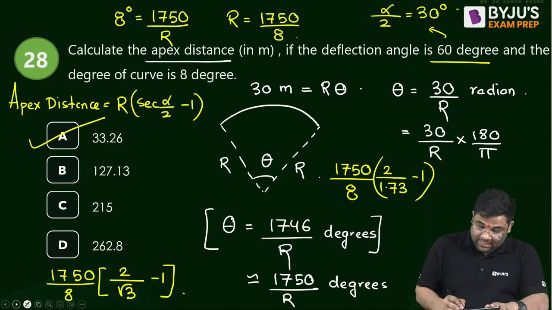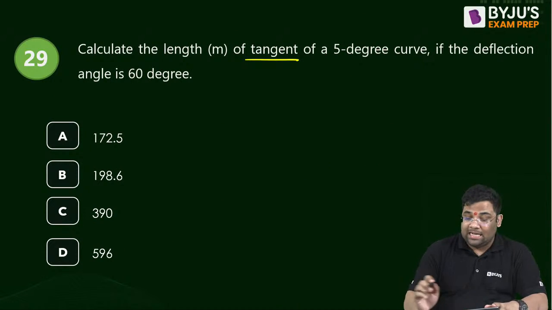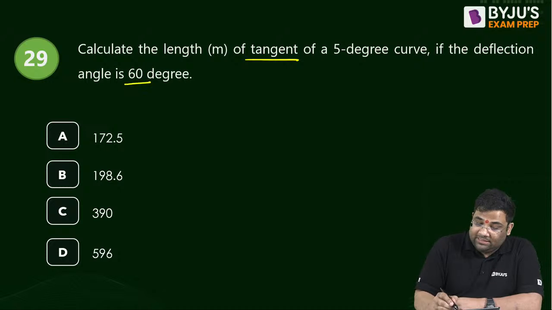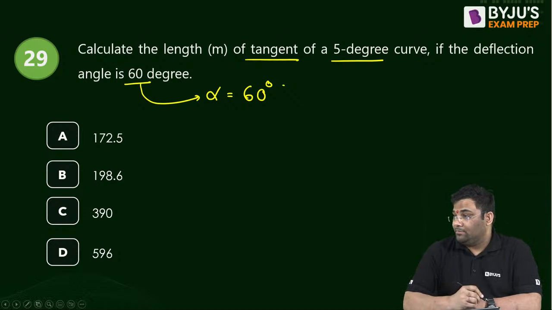Apex distance. Next question. They have asked the tangent length. Answer this question: the deflection angle is 60 degrees, so your alpha is 60 degrees, and the degree of the curve is 5 degrees.